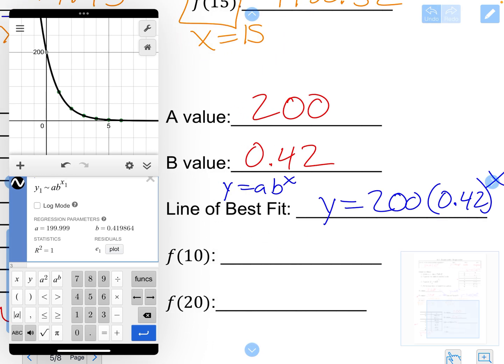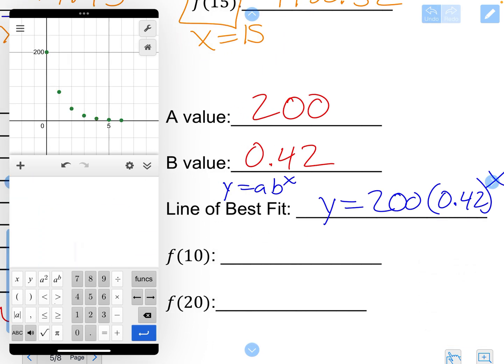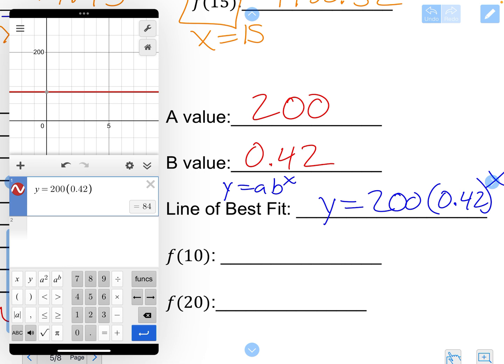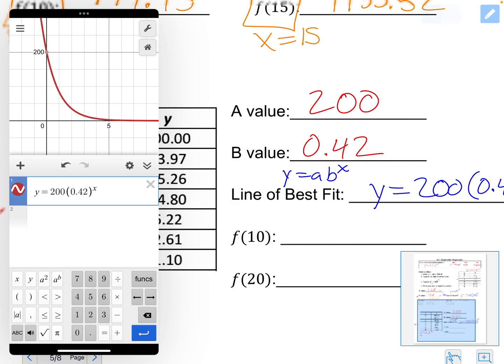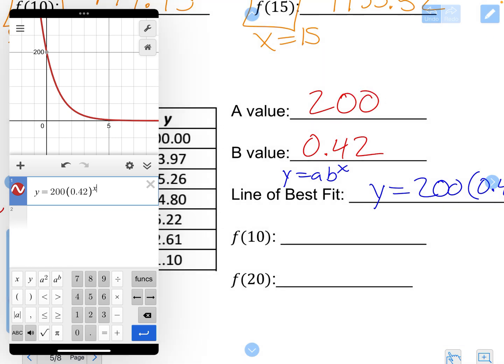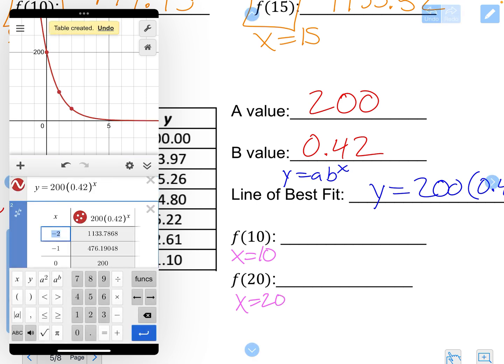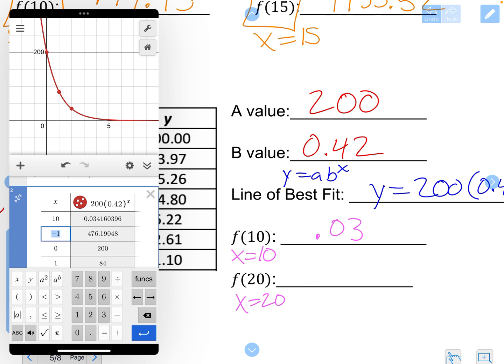And once we have that line of best fit, we're just going to simply type it into Desmos. And then to the x. And again, our f of x just tells us that our x is 10 and our x is 20. So we're going to hit our settings. We're going to hit table. We're going to type in 10. So 0.03, the number after 3 is the 4, so I'm going to leave the 3 as a 3. Then I'm going to type in 20.